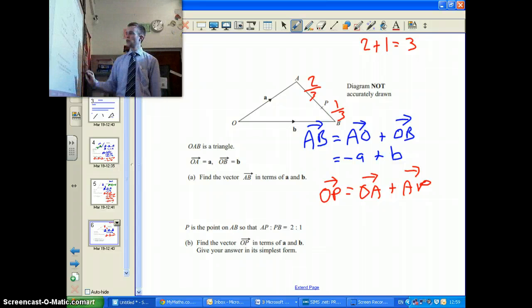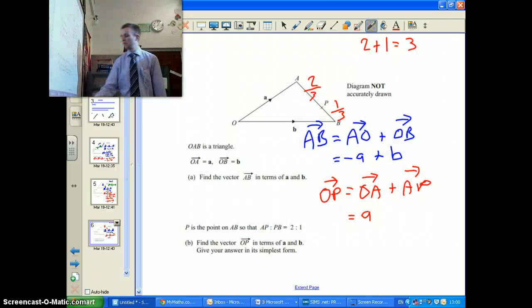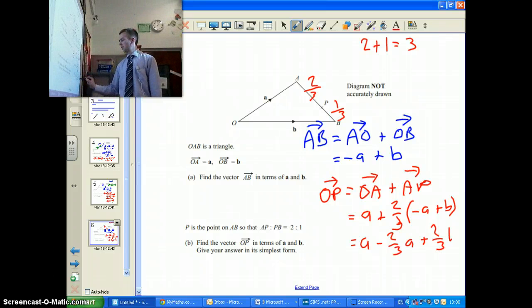Okay. And so O to A, I'm already given is A. And then I've got A to P. I know this time it's going to be 2/3 of the line of A to B, so I end up with plus 2/3 of A to B, which is minus A plus B, and so I end up with A minus 2/3 A plus 2/3 B, which equals 1/3 A plus 2/3 B.